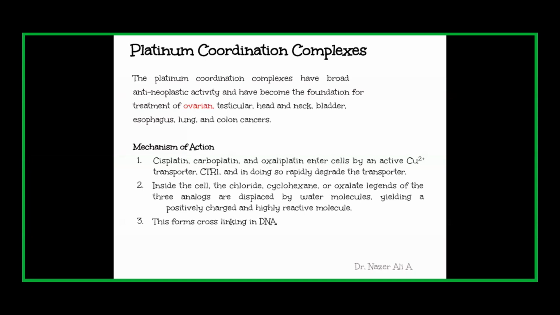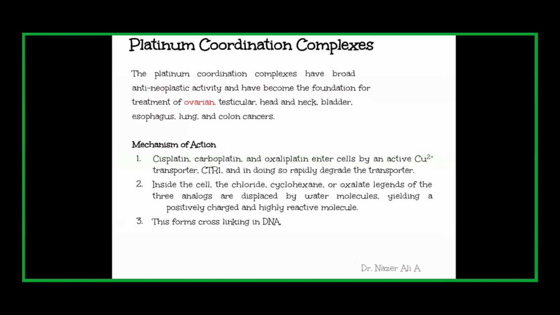Another platinum compound we have is carboplatin. Carboplatin has less protein binding. Since it has less protein binding, its half-life will be very low and there will be rapid elimination in the kidney. So when dosing carboplatin, we will be calculating the doses based on the creatinine clearance, which we will be discussing at the end.